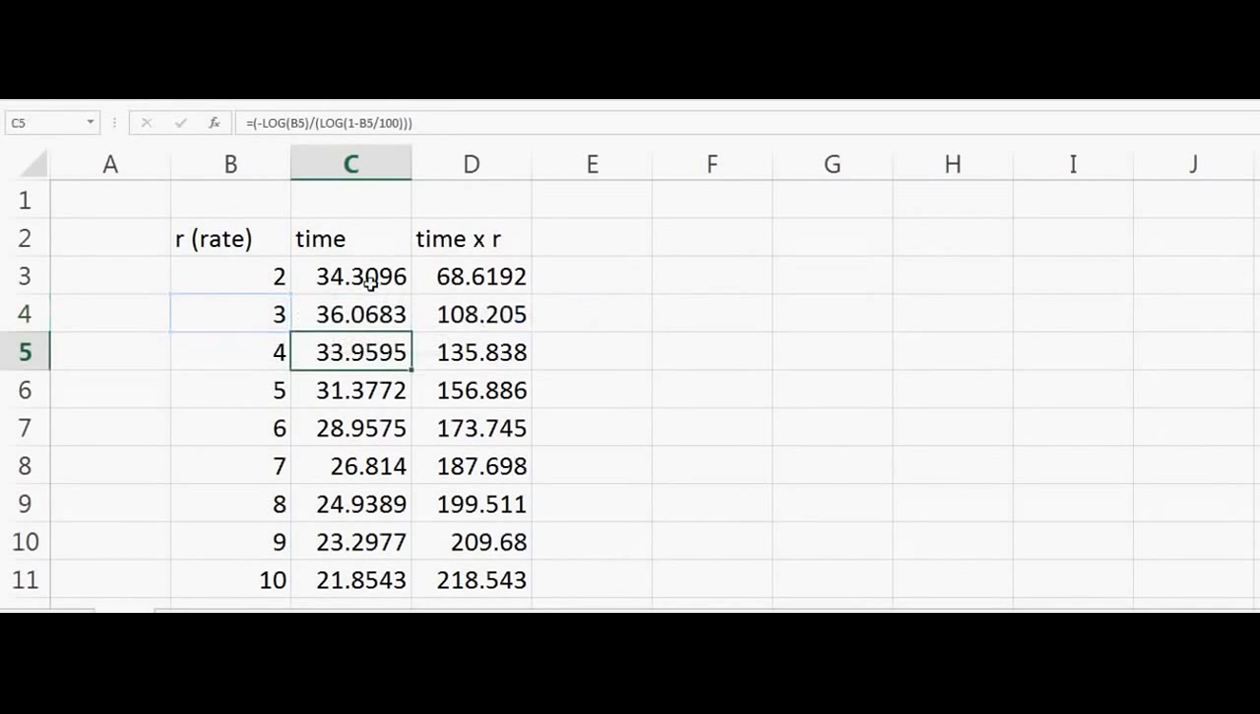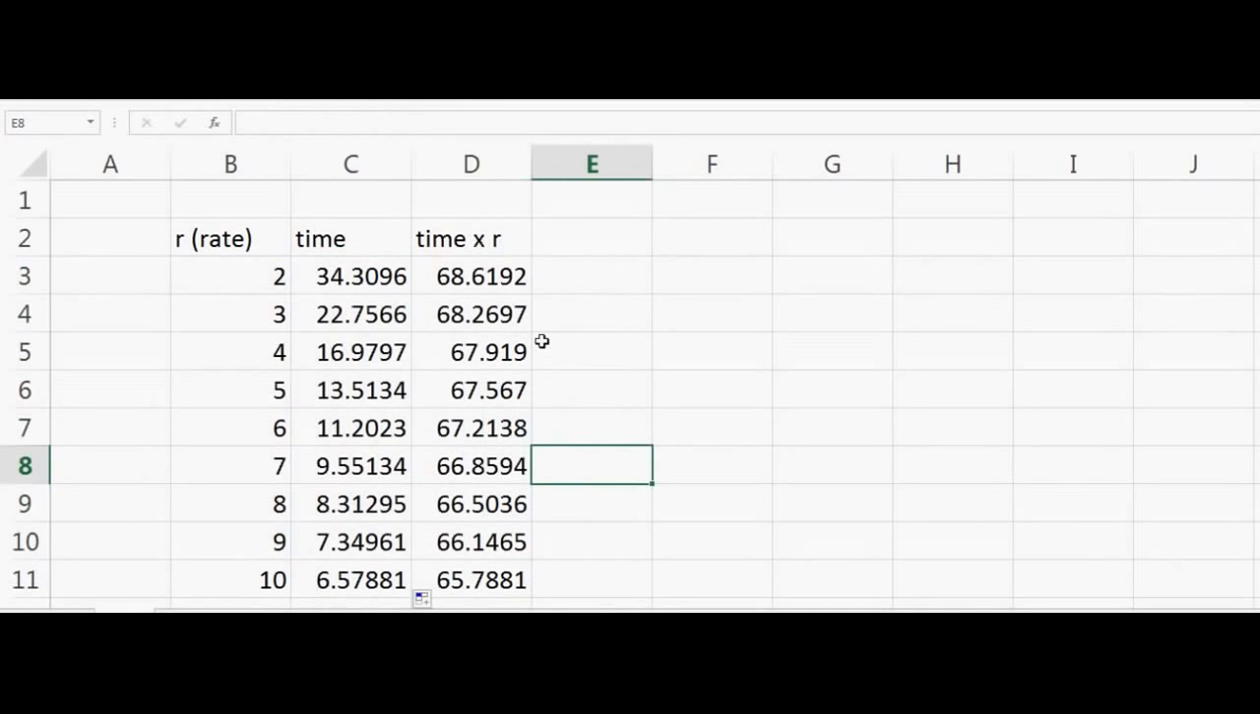Okay, I did something wrong. This should not be log of rate, it's log of 2. So we have to do this, and now you can see that time into r is always equal to or very close to 70. That's why we always use the rule of 70. We can also call it the rule of 68 or rule of 69, but this is all about the approximation.